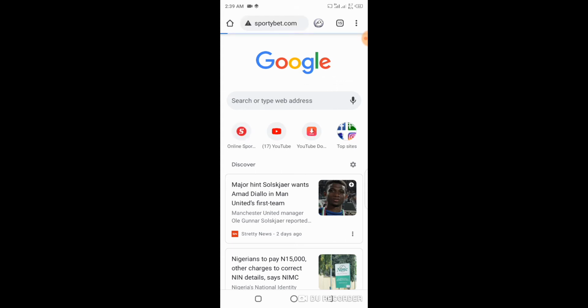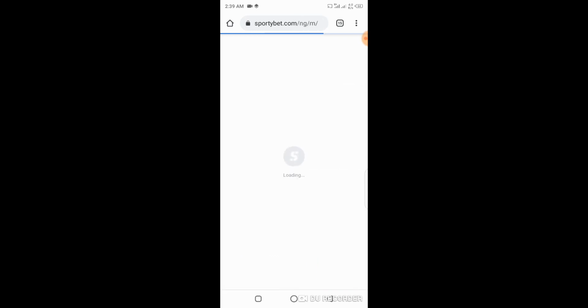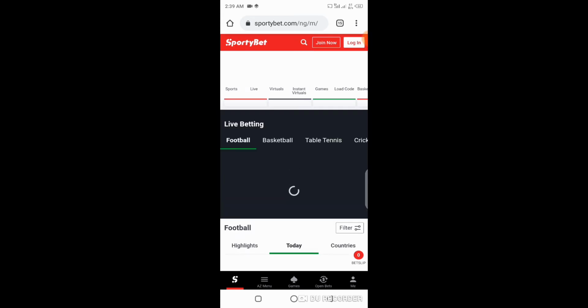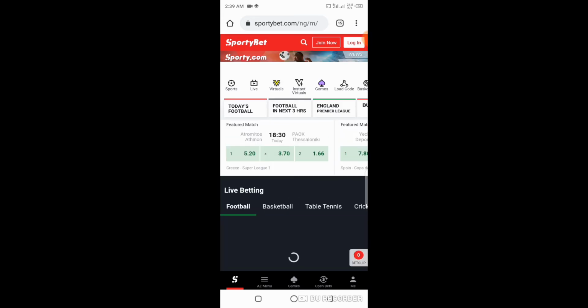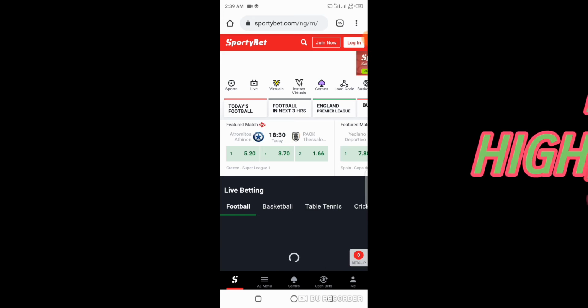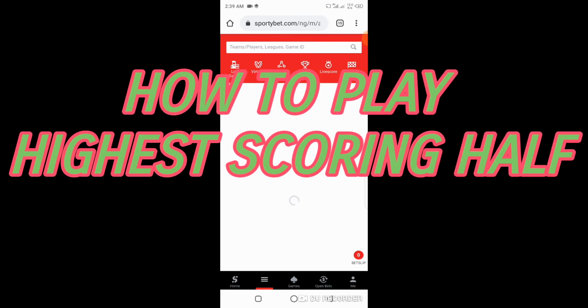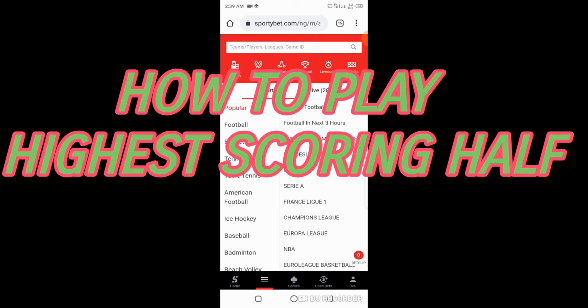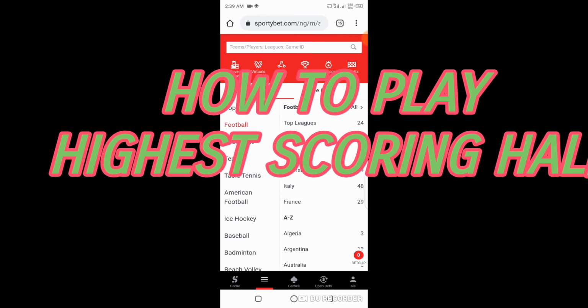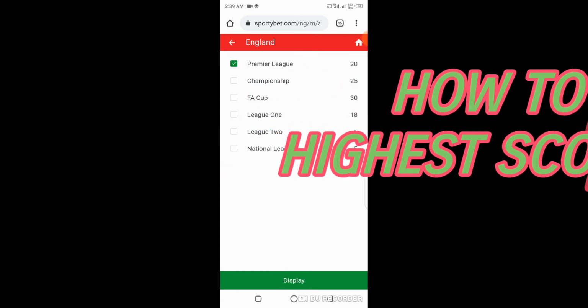And today, we'll be looking into our own tutorial for the day. And as usual, we'll be making use of our Sportybet site. First of all, we'll log into the site and go to the AZ menu. We need to allow it to load. I have really been experiencing a very bad network lately. We go to football, England, Premiership, press display, and allow it to load. And now today we'll be looking into HSH.